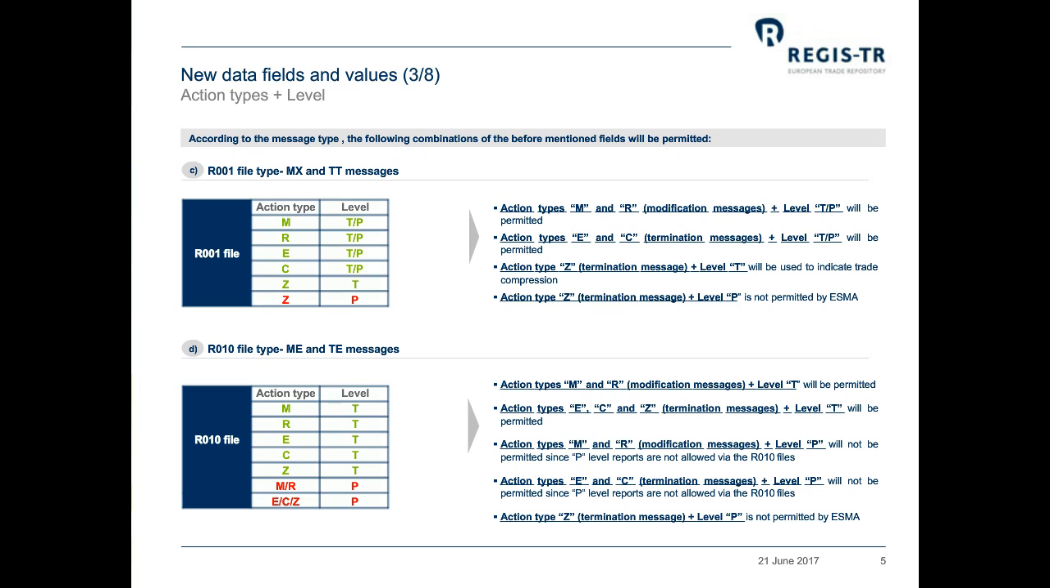Alternatively, if you want to use just one message, participants may send an EX message with the action type P and the level T. However, in both cases, in terms of position reporting, the current way can no longer be used, and must be substituted by the following: an XT message with action type N and level P.